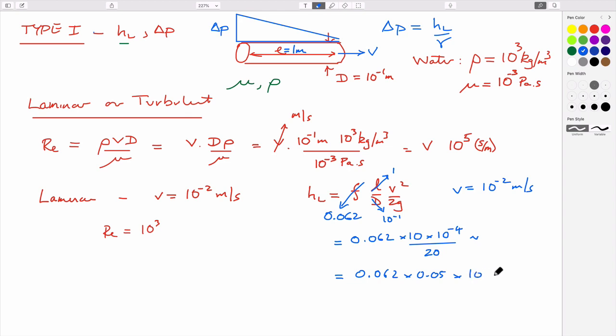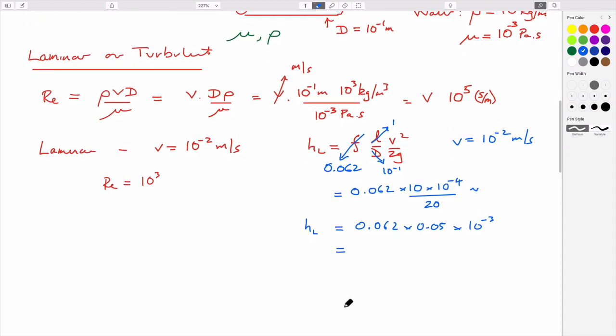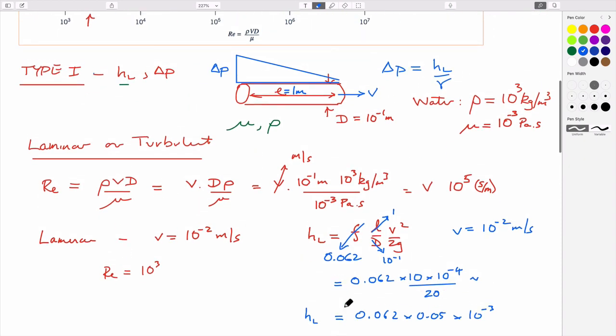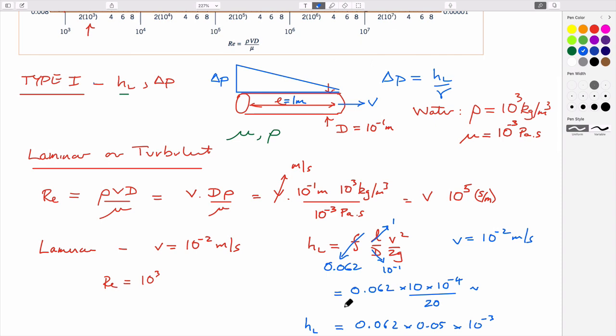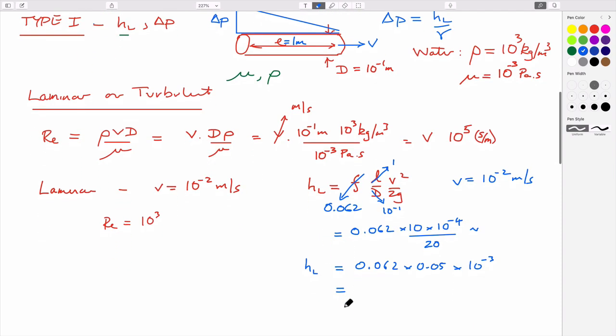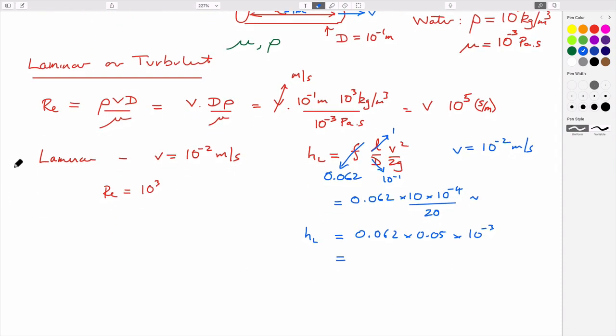Times 10 to the minus 3, and it's in meters, and that'll be whatever that is. So I'm not going to work that out, but we can do that straightforwardly. If we knew that we wanted it to be turbulent, then instead of being this, if it's turbulent, we go through the same thing.